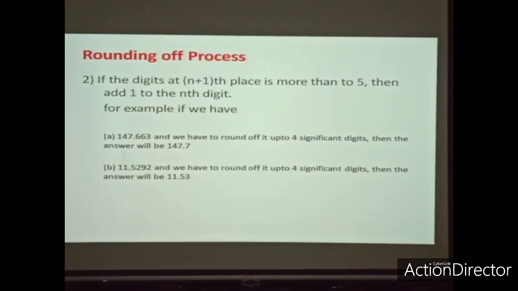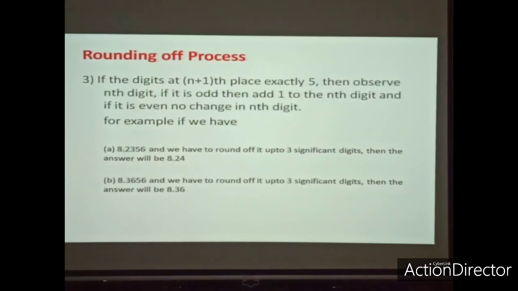Let's have a look at another example. 11.5292. We have to round it off up to 4 significant digits. Then how many digits have to be taken? 4. 11.52. These are the required digits, and the value of the n+1th place is 9. Then it is greater than 5. Then what will happen? The 1 will be added to the nth place, means 2 will be 3. Then the answer will be 11.53. I think that it is clear.